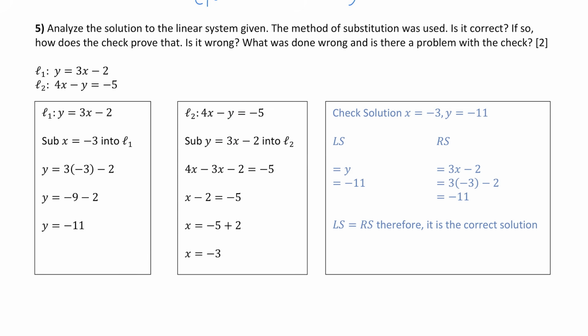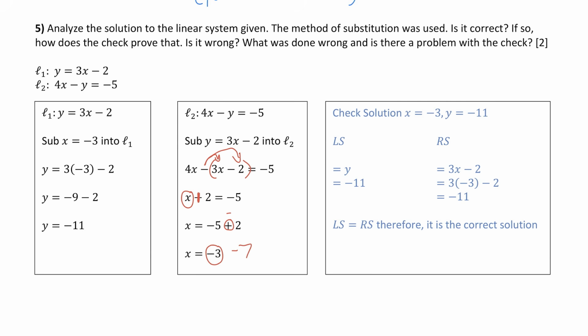What should have happened was when it was subbed in, it should have been put in brackets so that we're subtracting the entire y value, which would mean the next line would be 4x minus 3x, which, yes, is x, but then minus negative 2, so there should be a plus 2. So for that reason, I know they're going to be getting the wrong answer. It should actually be negative 5, not plus 2, but minus 2. So not negative 3, but negative 7.